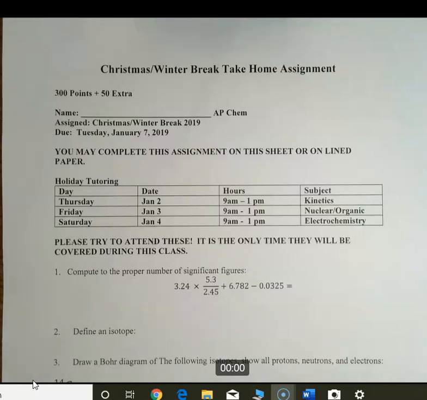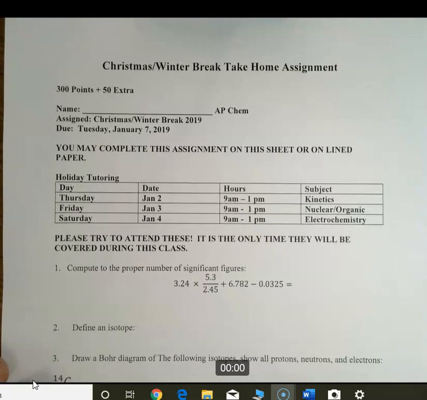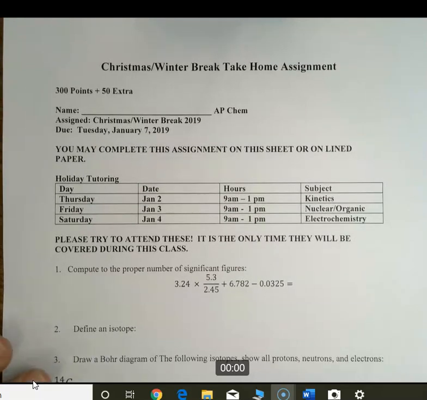There's a variety of problems. These are all review problems going all the way up to molecular orbital theory, and let's go ahead and do these. Okay, so the first one, we're going way back to the first week, significant figures.